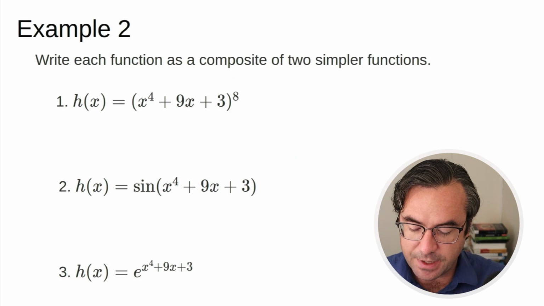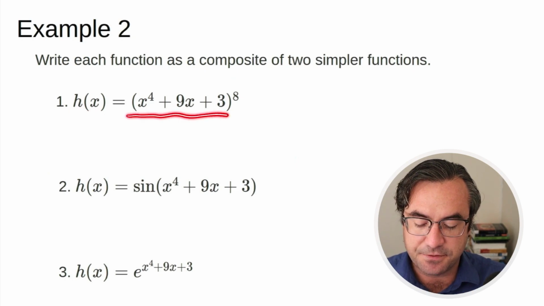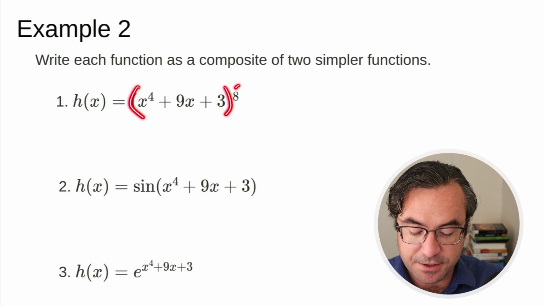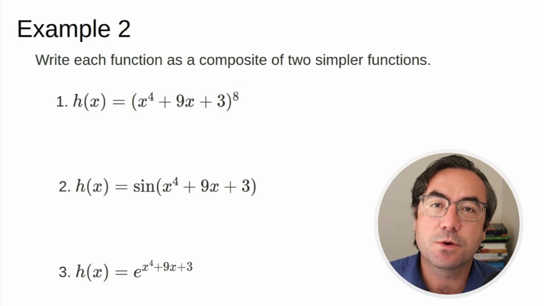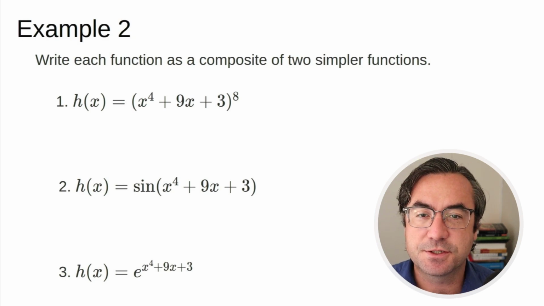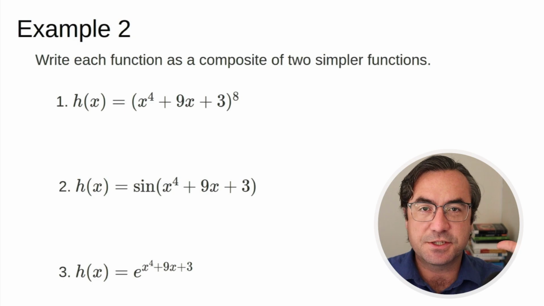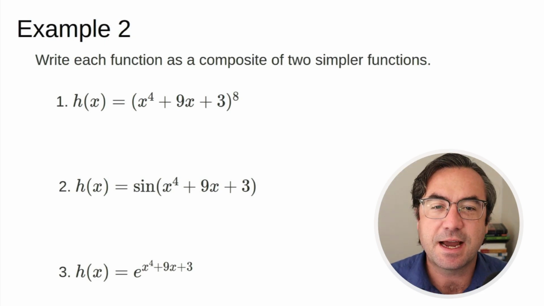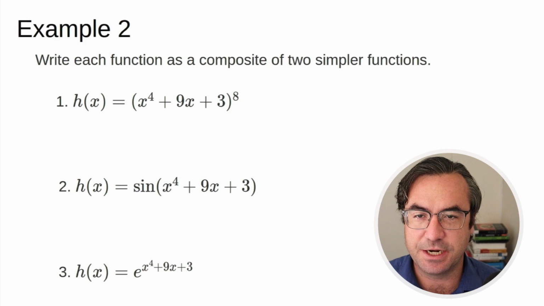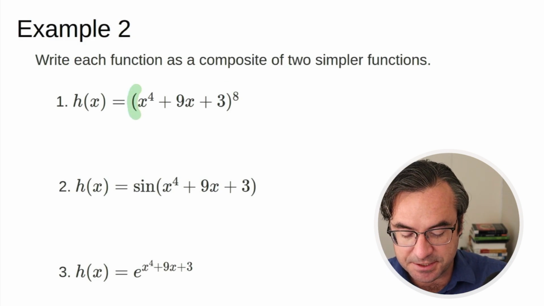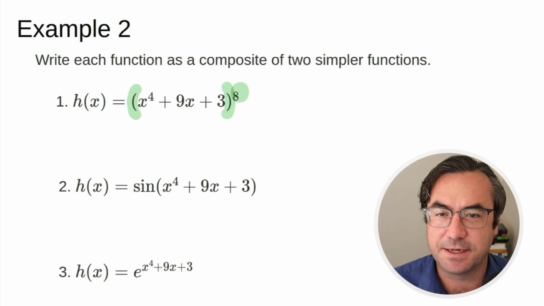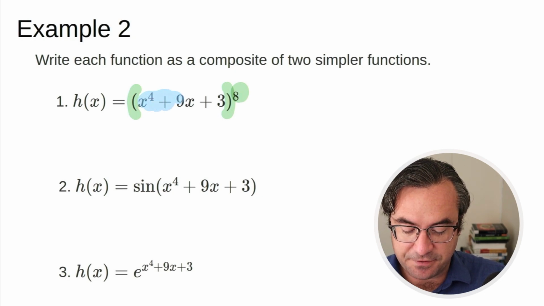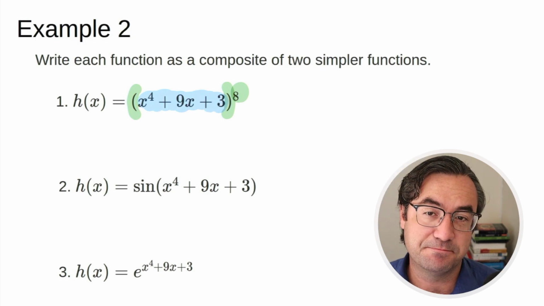So part 1, we have this function h of x, and it's the function x raised to the power 4 plus 9x plus 3, all raised to the power 8. So when we're looking for the two simpler functions, you want to start with what's happening on the outside. What's on the outer ring of our function here? And in this case, it's this raised to the power 8. And the inner function is all the stuff that's happening inside of there.